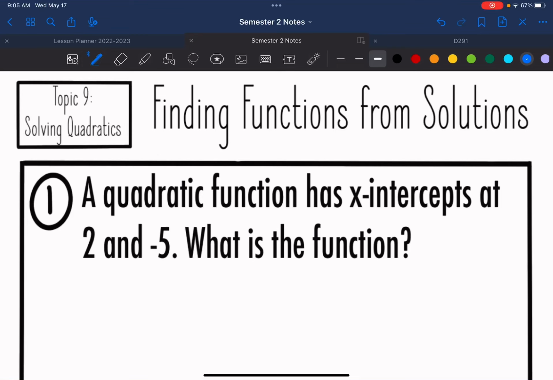All right. Hello, people. So today we are going to be finding functions from solutions. So basically, you are going to be given the answers and you need to figure out what the original equation was. So let's take a look at these.